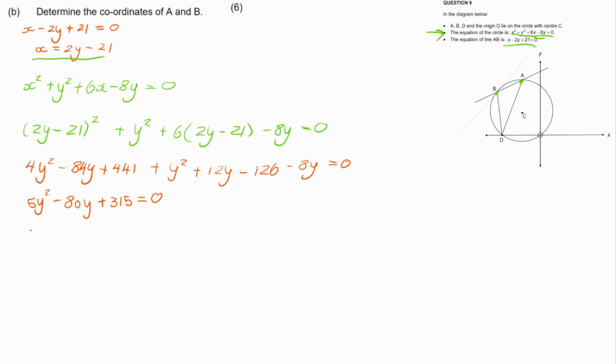I did show it in the previous video, but I will make a separate video. But anyways, whatever method you use to solve for this, you'll get that y is equal to 7 or y is equal to 9. So we get two y values.